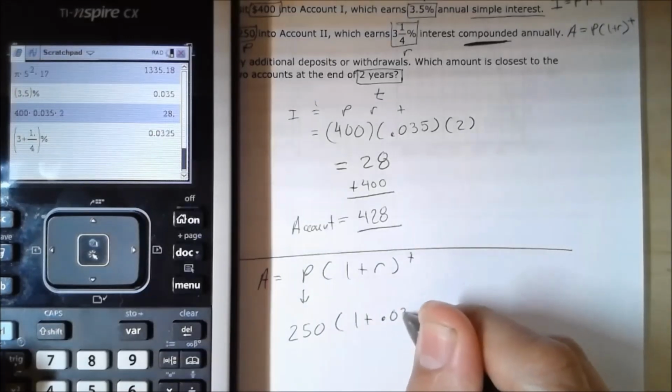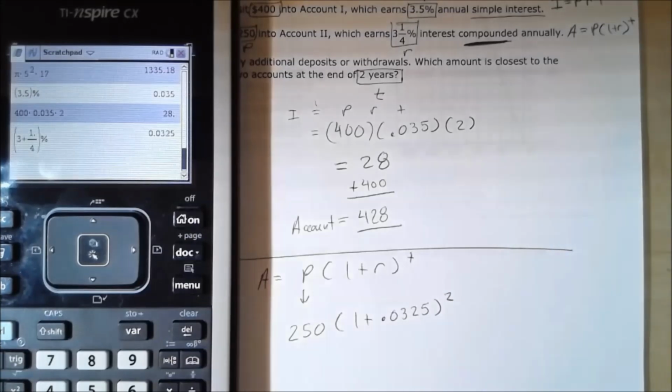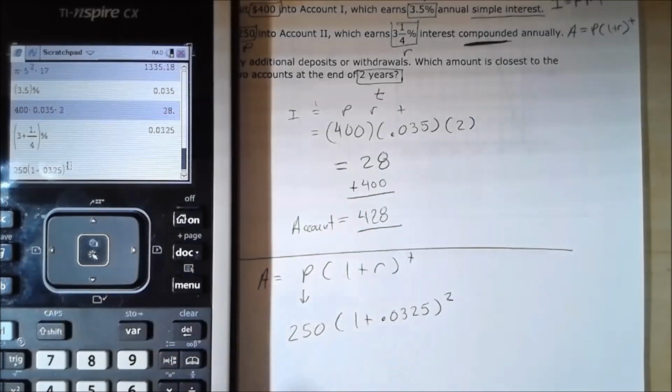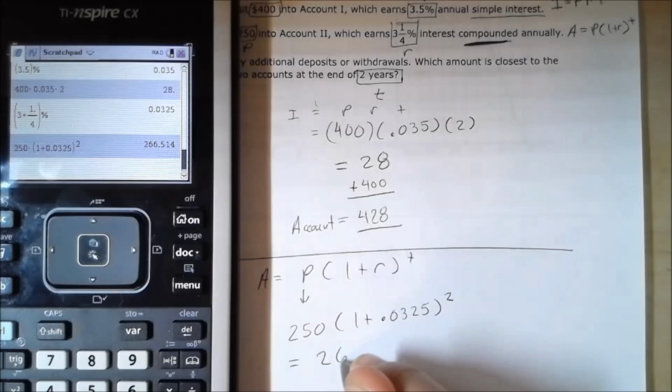So 0.0325 to the power of 2, because it's for 2 years. So let's put this in our calculator. 250 times 1 plus 0.0325 to the power of 2. So this account balance is going to be 266.51.